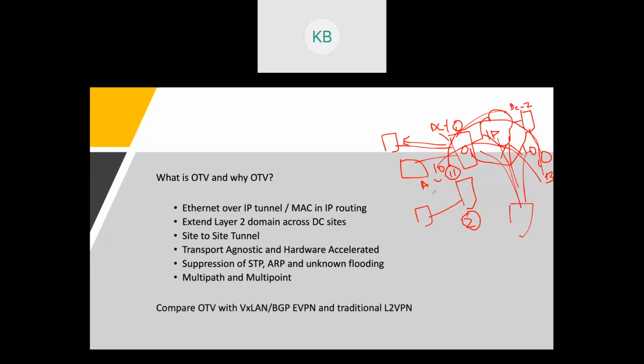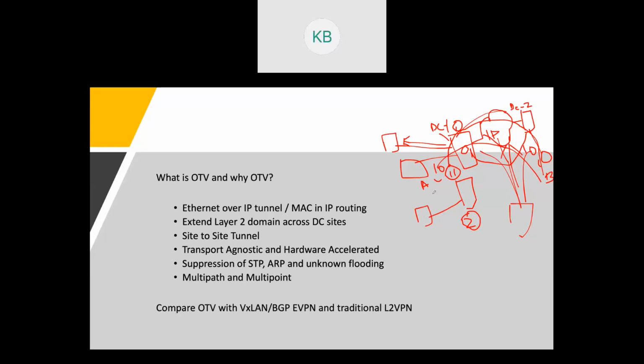Compare OTV with VXLAN BGP VPN and traditional L2 VPN. We talked about this a little already. In traditional L2 VPN, you do forward the STP packets, but in OTV, you do not. And that's the reason you have one active and one standby device for each VLAN in the site. If you compare with VXLAN BGP VPN, it is basically a VTEP to VTEP tunnel which is intra-site, but OTV is always a site-to-site tunnel. You do not have any tunnel inside the site.